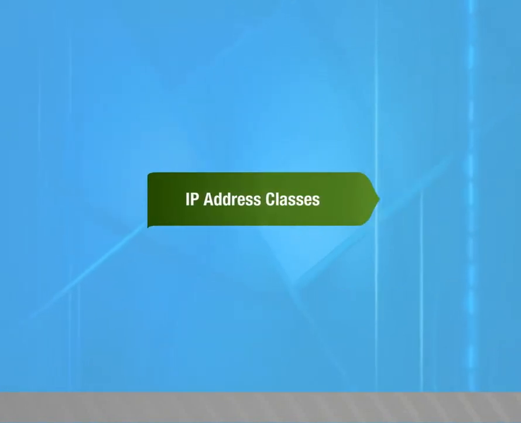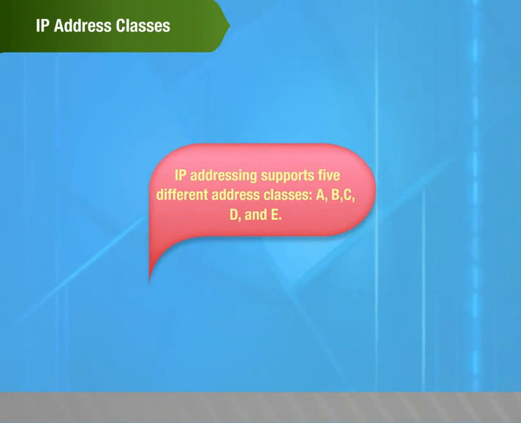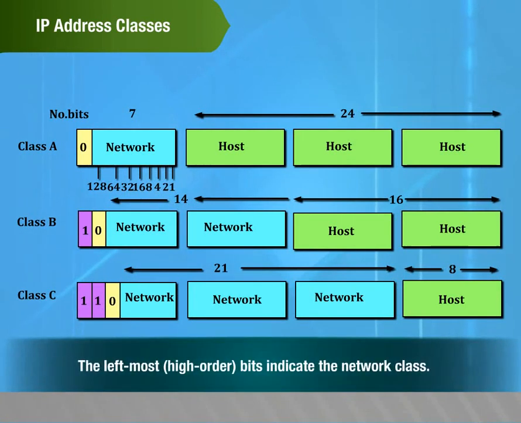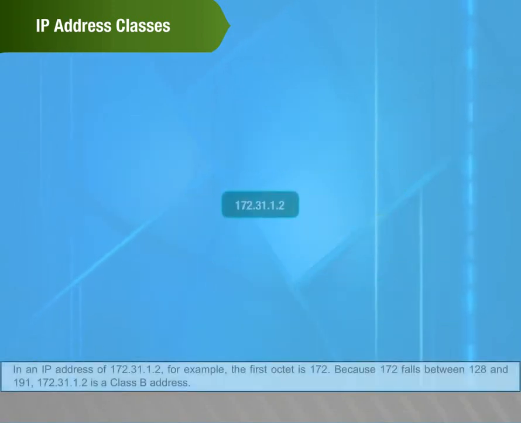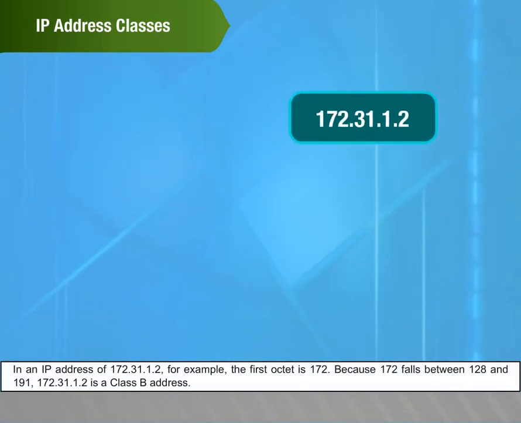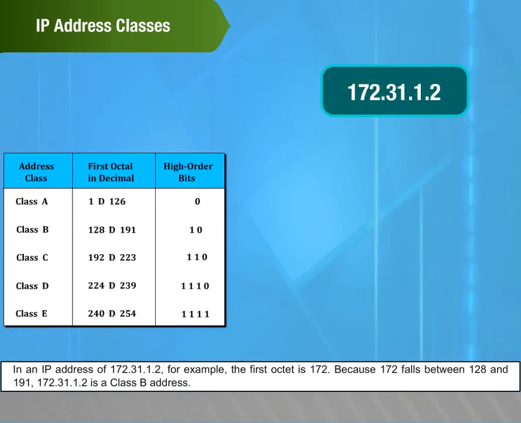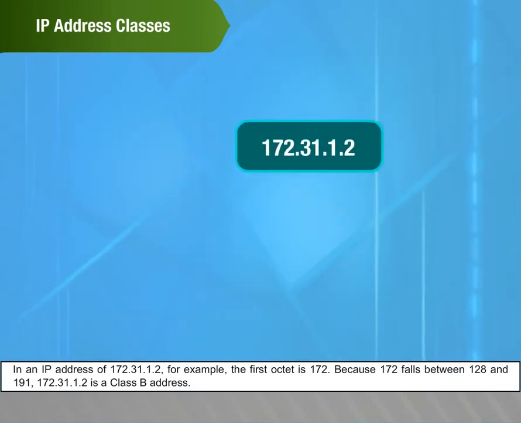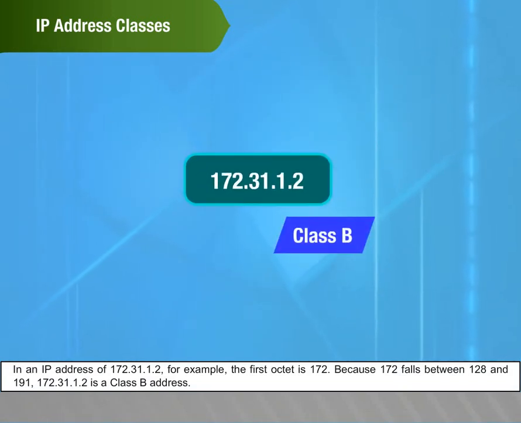IP address classes. IP addressing supports 5 different address classes: A, B, C, D, and E. Only classes A, B, and C are available for commercial use. The leftmost, that is high-order bits, indicates the network class. In an IP address of 172.31.1.2, for example, the first octet is 172 because 172 falls between 128 and 191. 172.31.1.2 is a Class B address.